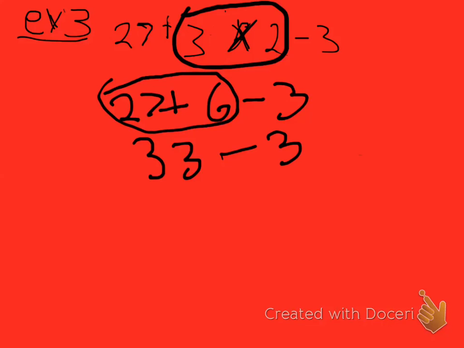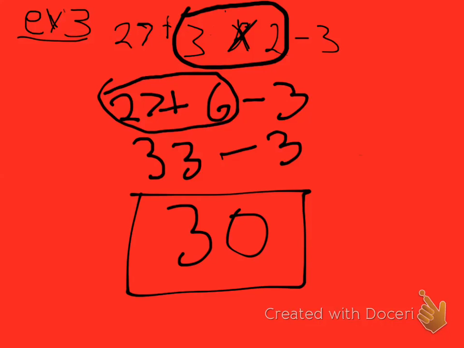And then the last thing you're going to do is 33 minus 3, which is 30. 30 will be your final answer.